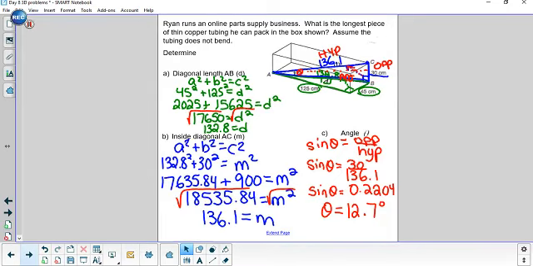So you have now learned how to do three-dimensional problems with trig ratios. So go and practice a few of these.